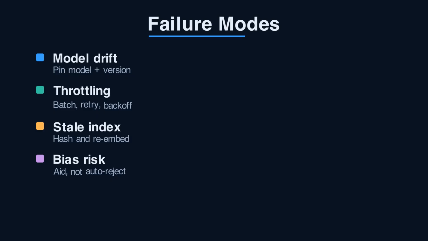Fourth, fairness and bias. Embeddings can encode demographic signals, so treat this as a ranking aid for humans, never an automated reject. And cap input length. Both the embedding model and reranker truncate, so very long resumes lose their tails.